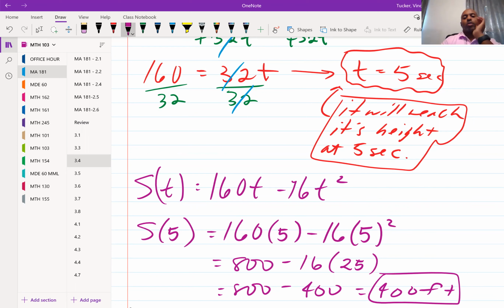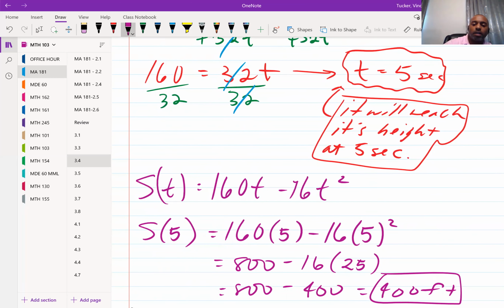All right. So 160 times 5 minus 16 times 5 squared. 5 squared is 25. 160 times 5 is 800. 16 times 25 is 400. And so 800 minus 400 will give us 400 feet. So it will reach its height at 400 feet.